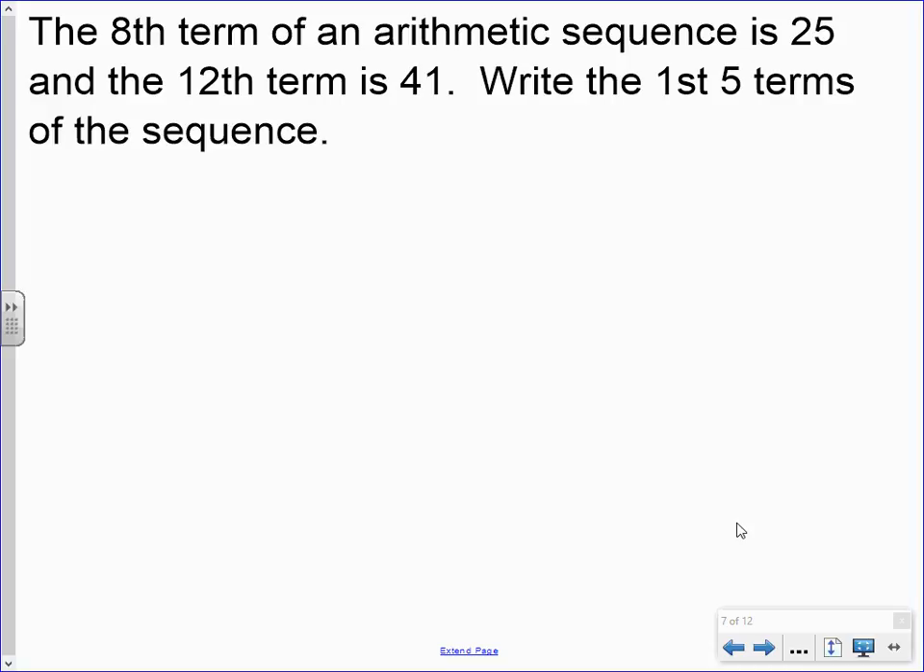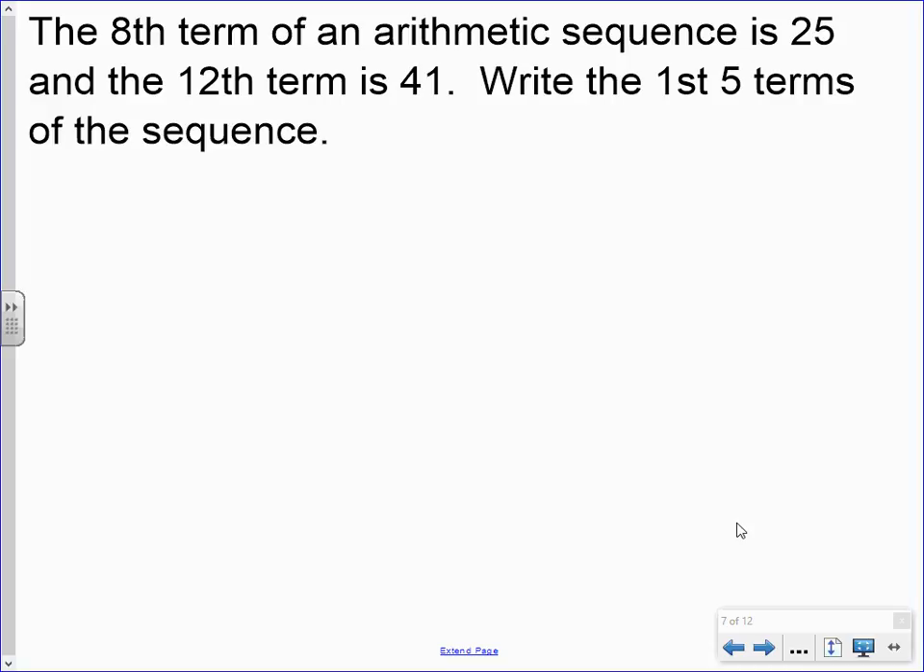Any thoughts? Darby? Take the difference between two like numbers and then divide by the difference between the number of terms. Okay, I like where you're going with that. So the difference of the two numbers divided by the difference of how many terms. Okay, that is essentially what we're going to do.